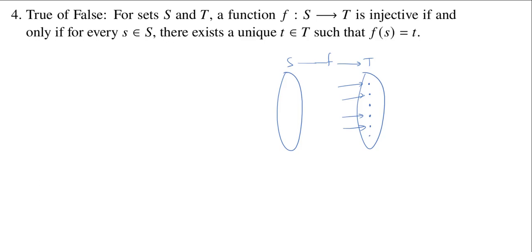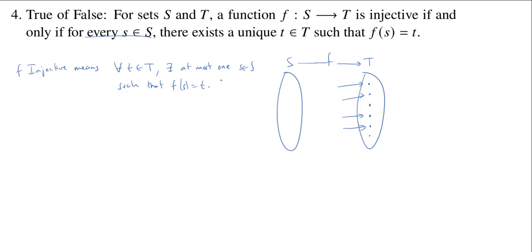All right, so injective means for all t in T. Okay, so this is very important. You're not starting with an s in S, you're starting with a t in T. For all t in T, there exists at most one s in S such that, and this is f injective, such that f of s equals t.